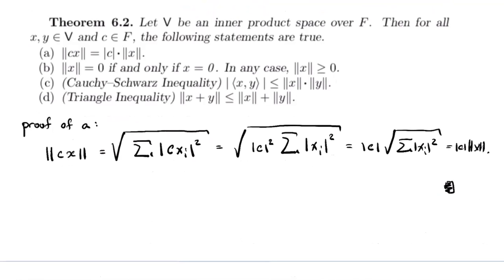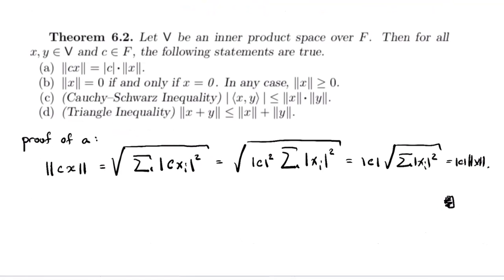Let's look at another theorem here. I've got the proof of part A written here. You take an inner product space, take a couple of vectors in it and a scalar. First of all, the scalar comes out of the norm. These are properties of the norm. But it comes out with its absolute value bars. So we can take a look at the proof of that here.